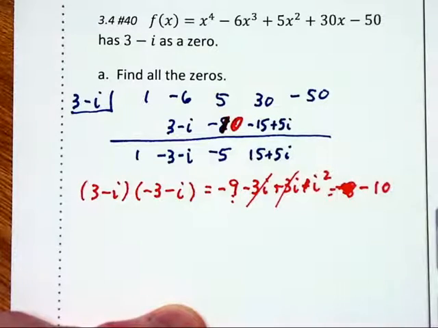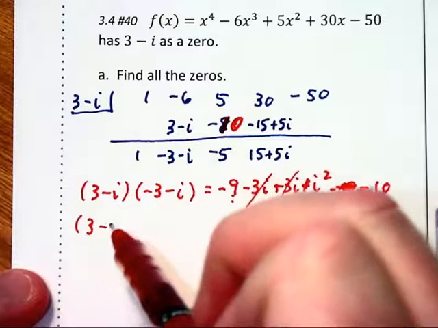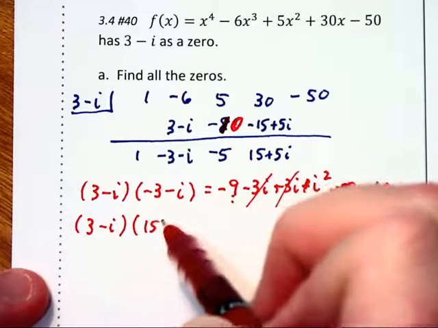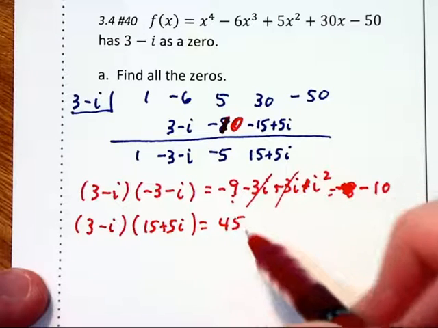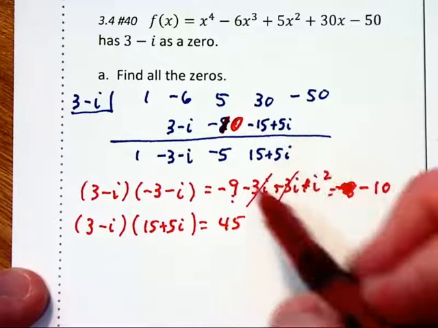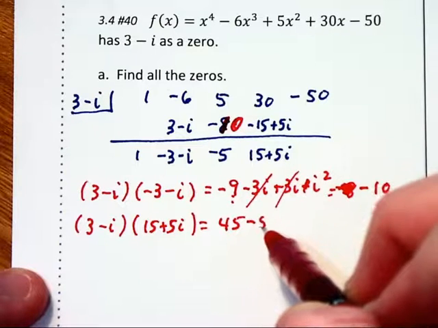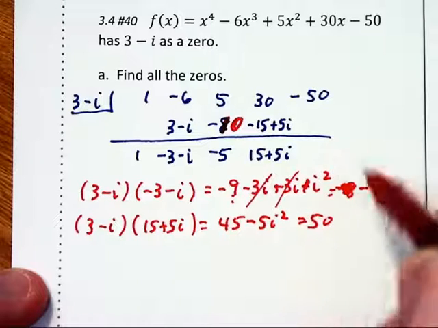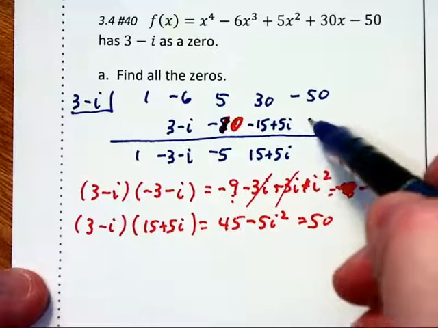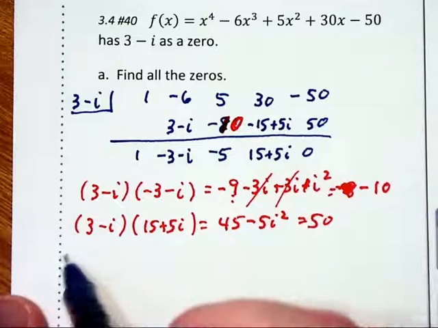We now need to multiply that by the 3 minus i out in front. So here we go, 3 minus i times 15 plus 5i will give us 45 out front. We will then have a plus 5i, a minus 5i, which will cancel out, and a minus 5i squared, which will be 45 plus 5, which is 50. That puts a 50 in here, and we have a remainder of 0. Phew, that's a lot of work.